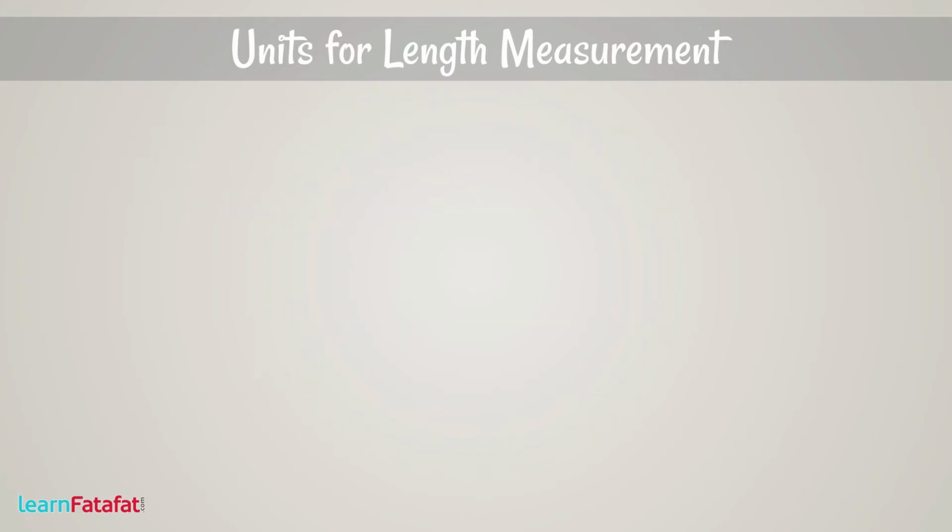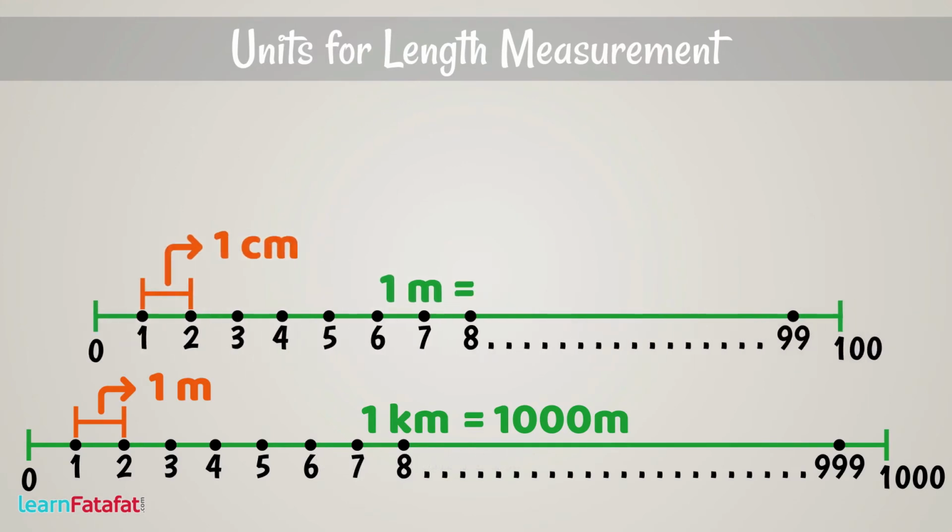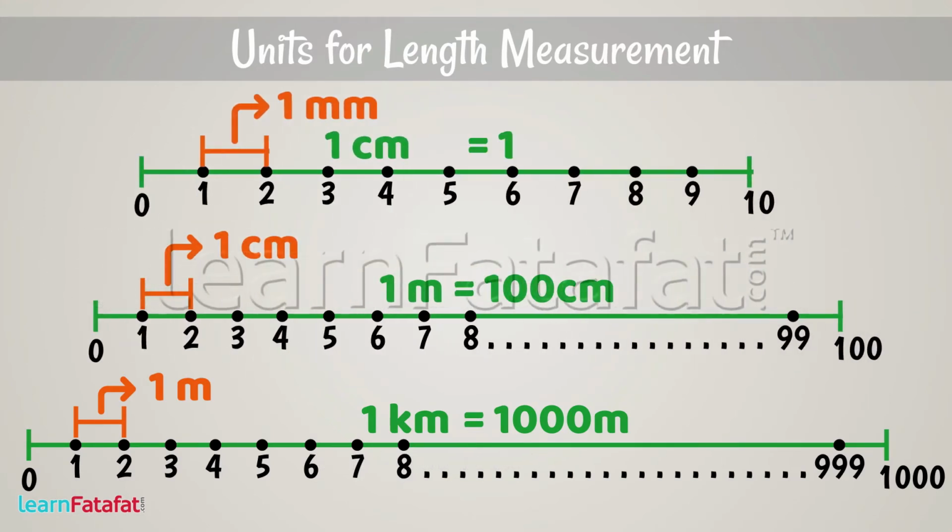In short, 1 kilometer equals to 1000 meters. 1 meter equals to 100 centimeters. And 1 centimeter equals to 10 millimeters.